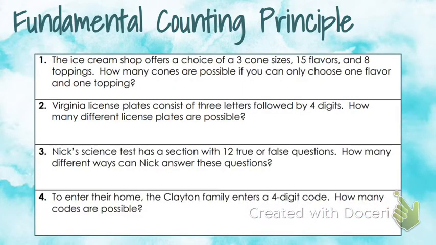Okay, problem number 1 says, the ice cream shop offers a choice of 3 cone sizes, 15 flavors, and 8 toppings. How many cones are possible if you can only choose 1 flavor and 1 topping? All right, so this says that we have 3 choices of cone size, 15 flavors of ice cream, and 8 toppings. So this goes back to our fundamental counting principle.